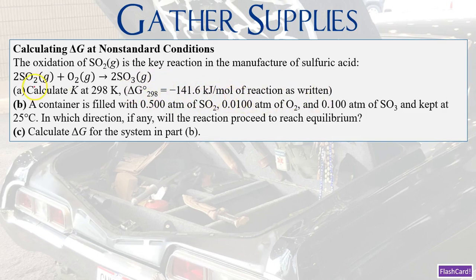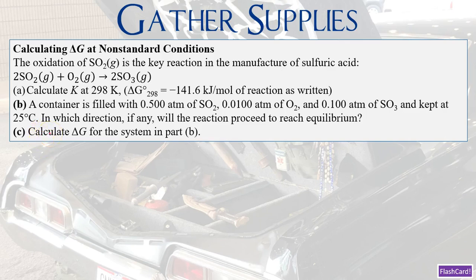For letter B, it states that the container is filled with 0.500 atmospheres of SO2, 0.0100 atmospheres of O2, and 0.100 atmospheres of SO3, and kept at that 25 degrees Celsius. They want to know in which direction, if any, will the reaction proceed to reach equilibrium. And then finally, for part C, they want us to calculate delta G for the system that was in part B. So let's go ahead and get all of our juices flowing, right?